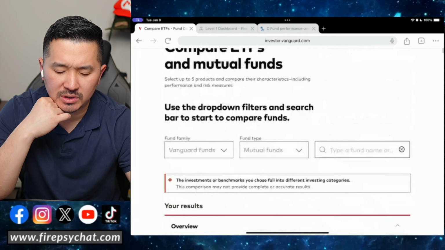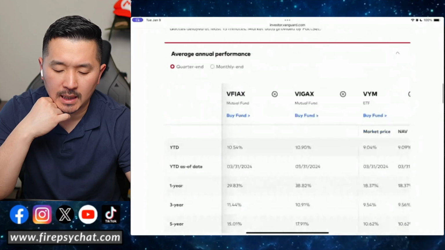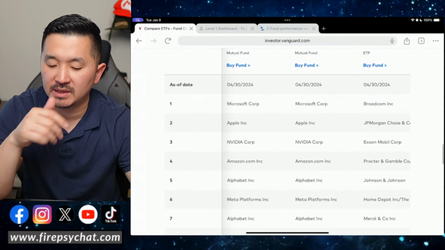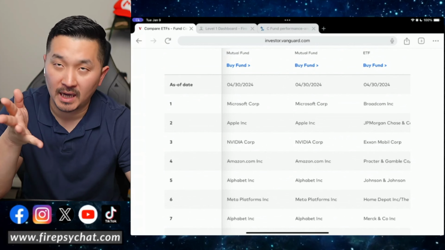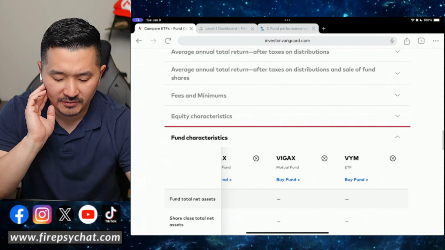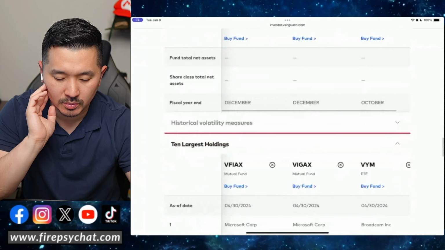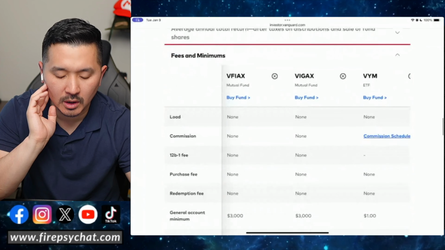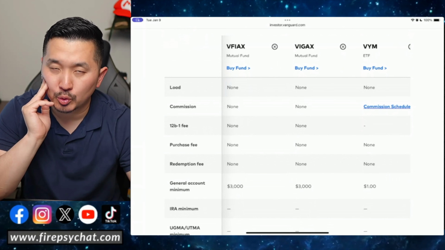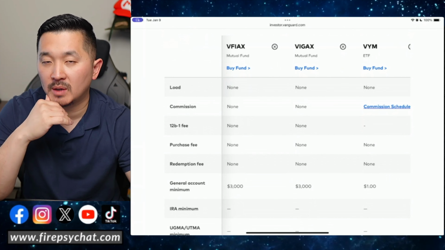Somewhere in here should tell you how many stocks are in each mutual fund. S&P 500 companies, right? Sometimes it'll say 505, 506, whatever, however many that might be. And there you go. Maybe fund characteristics. Nope. Fees and minimum. Nope. Oh, okay. Oh, this is going to be pretty big too. There's a minimum investment amount with Vanguard. You don't have that with Schwab and Fidelity.